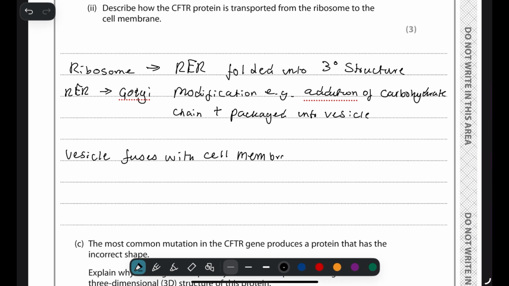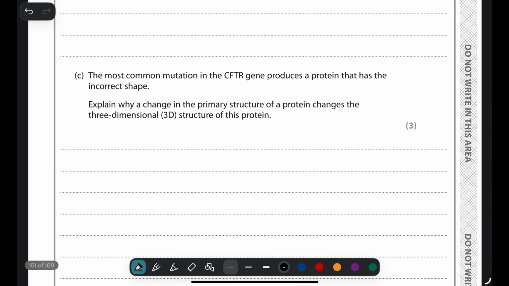And then the result of that is exocytosis. Okay, so that's the first one. And then for C, it's saying the most common mutation in CFTR makes a protein that has the incorrect shape. So why does the change in the primary structure of a protein affect the 3D shape? So let's think. Primary structure, what's that?